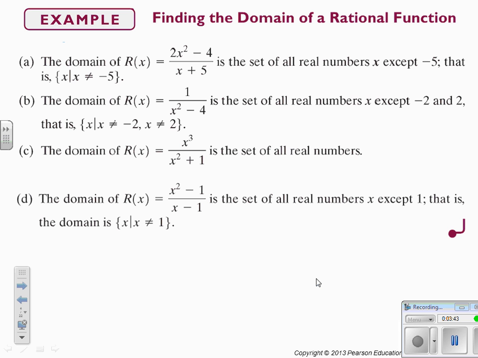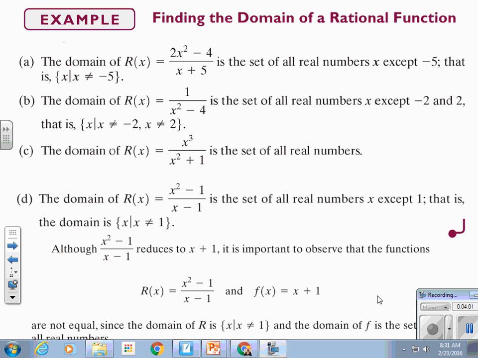For D, the domain of r of x equals x squared minus 1 over x minus 1 is the set of all real numbers except 1. So all x values except where x is equal to 1. So I'm going to record that.